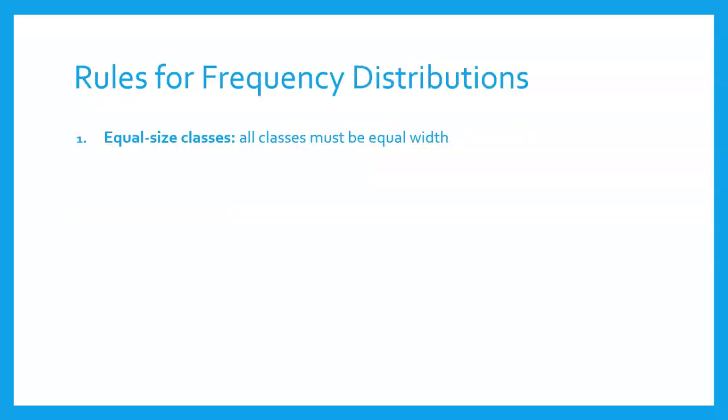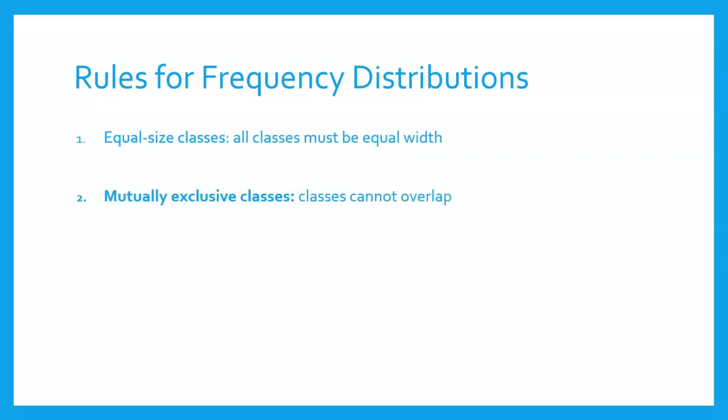Now, we have some rules here for frequency distributions. Number one, each class must be equal width. We can't have one that's 0 to 5 and the next one be 6 to 500, because that's not going to truly show our data in the best way. So they all have to be equal sizes.